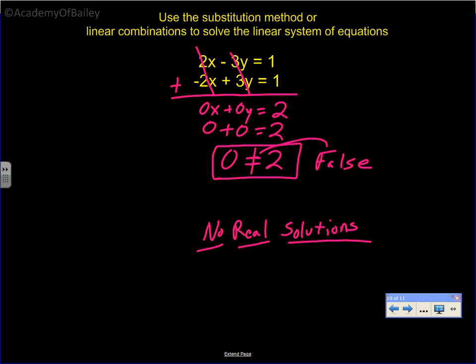If you figure that out, those two lines are not ever going to cross. So if they don't ever cross, that means they're parallel. And if you just say no solutions, I think that'll be sufficient enough. We're not into talking about real and imaginary yet. So no solutions is what the answer would be.